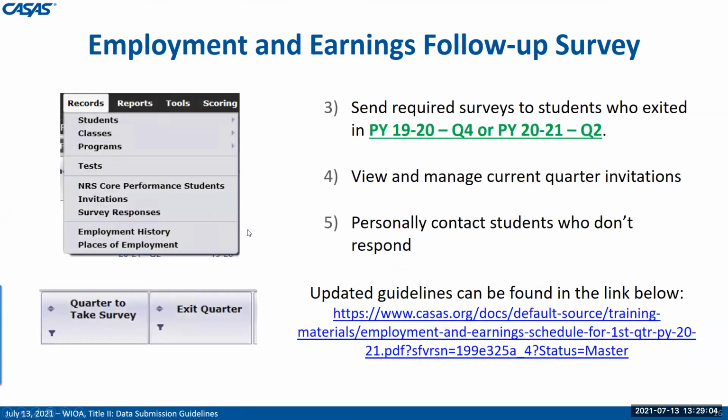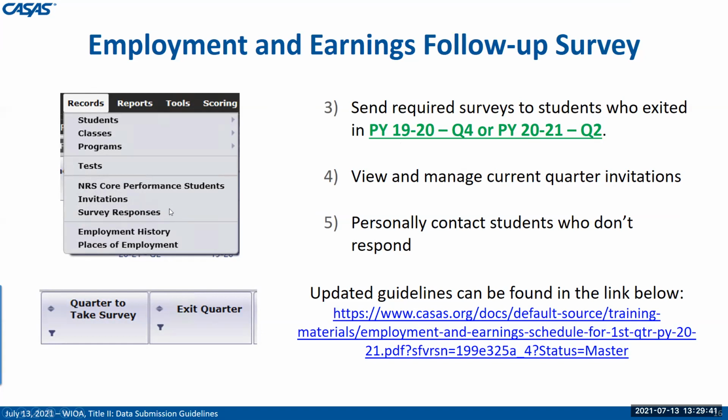Okay, so the employment and earnings follow-up survey, you will find it under the records menu. If you go to records, survey responses, you will see people who exited during quarter 4 and or quarter 2. These are the ones that you will need to follow up with. Once you have sent the surveys, you will need to view and manage the invitations. You can find records, invitations as well as survey responses, so you can contact the ones that have not responded.